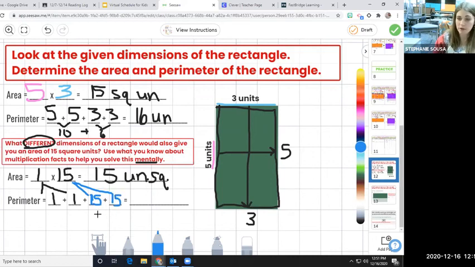All I do in my perimeter is double the lengths and the widths, just like I did here. There's a 5, there's 2 5s. There's a 3, there's 2 3s. We're just doubling those because rectangles have 2 of the same size sides twice. So now I can do some mental math. I know with doubles, 15 plus 15 is 30. Hopefully we all know that 1 plus 1 is 2. So my total perimeter is 2 plus 30, which is 32 units.